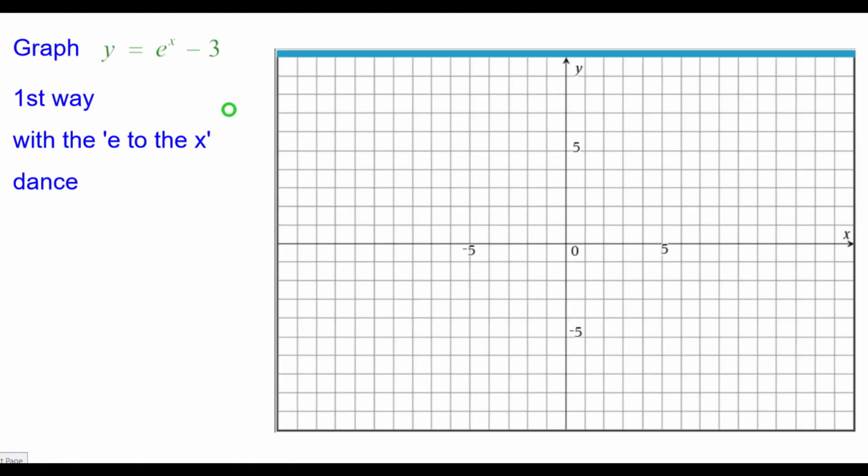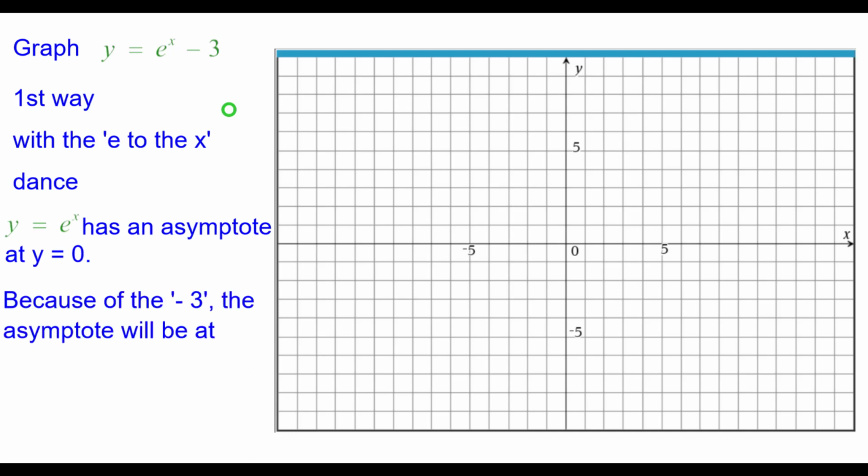The first way is with the e to the x dance. y equals e to the x has an asymptote at y equals 0, or the x-axis. But because of the -3, the asymptote will be at the line y equals -3, shifting everything down 3 units.